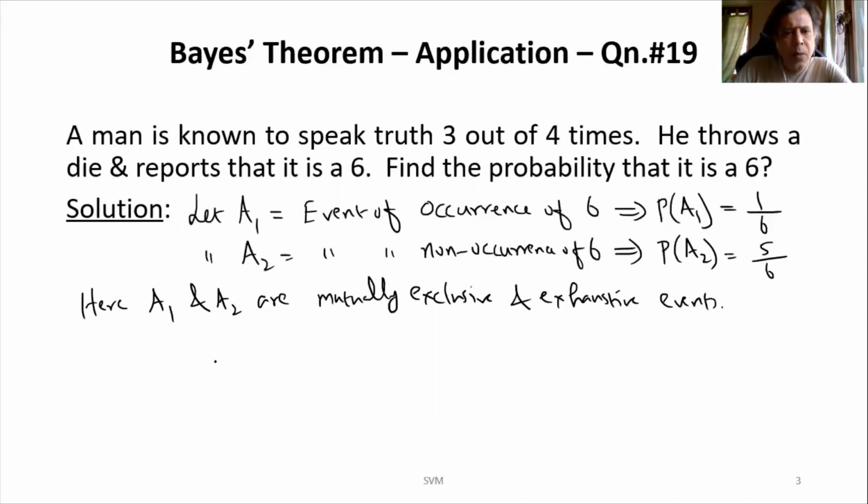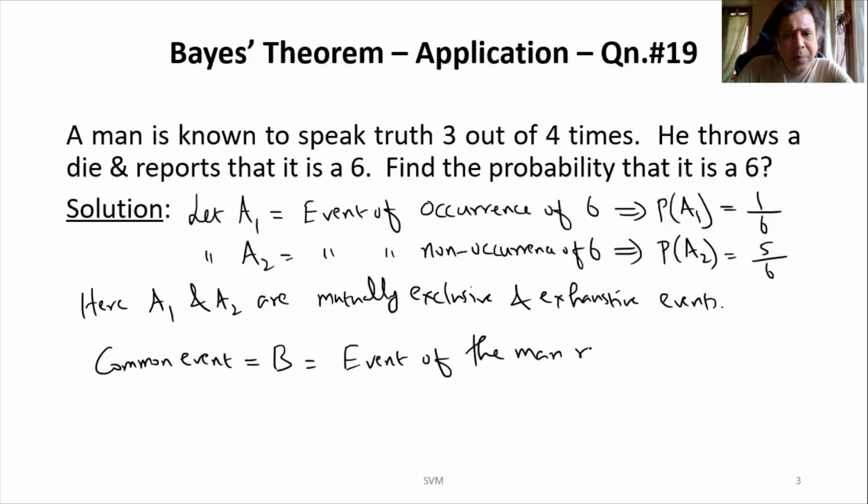Now, what is the common event in this? Here, common event, let us call it as B. That is what? Event of the man reporting 6. That is the common event. Means whether it is actually 6 or not, he is going to report it as 6. That is what is the understanding from this particular question.